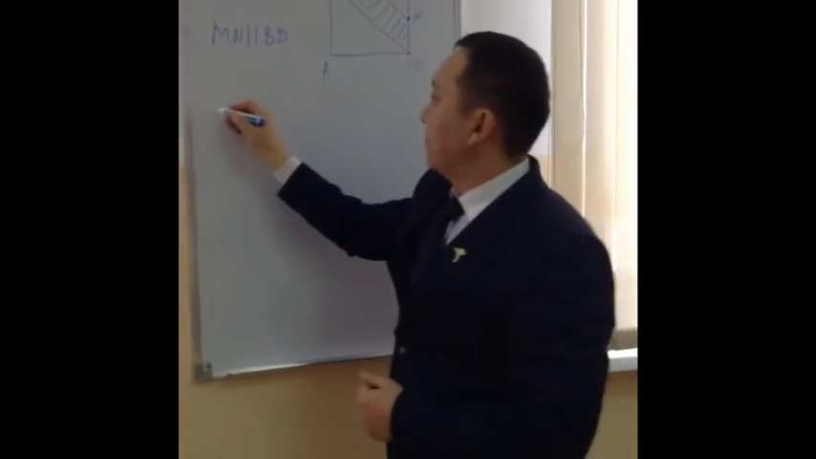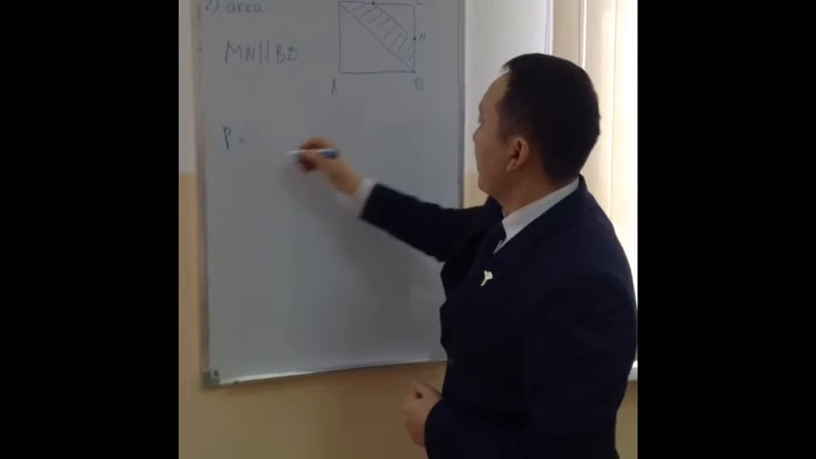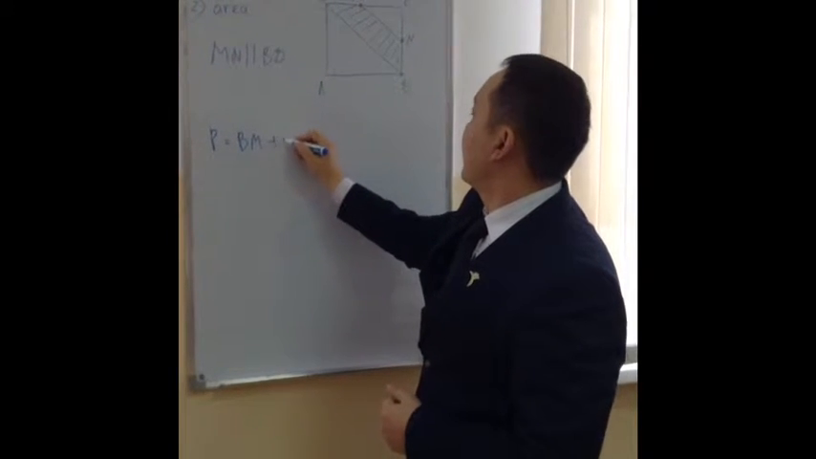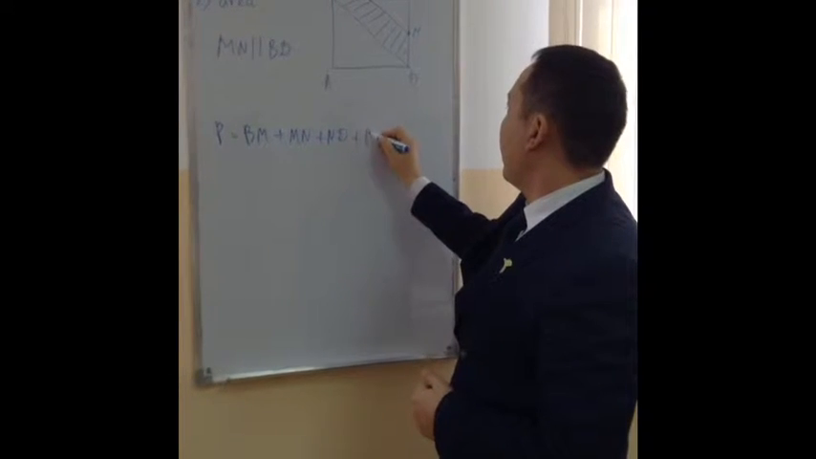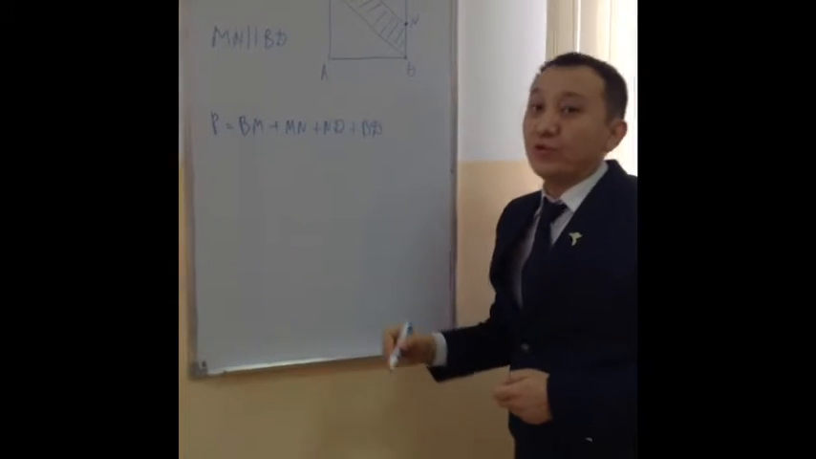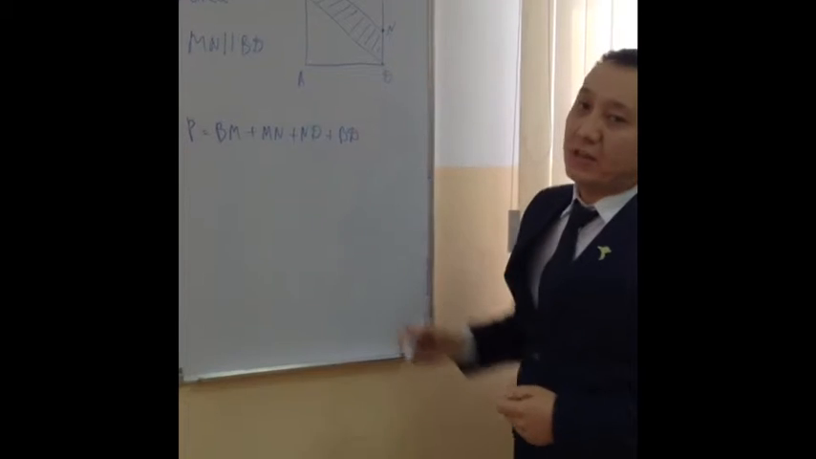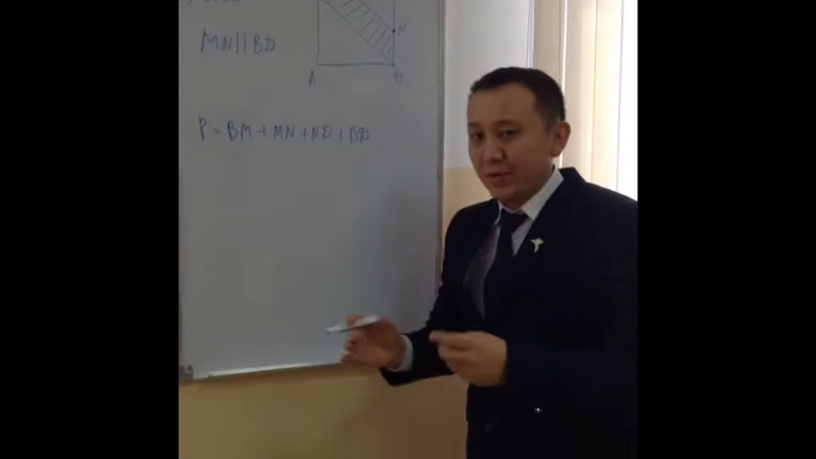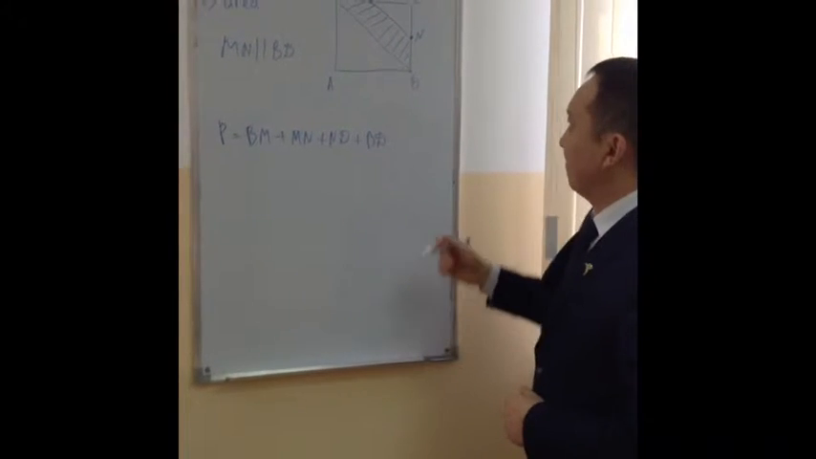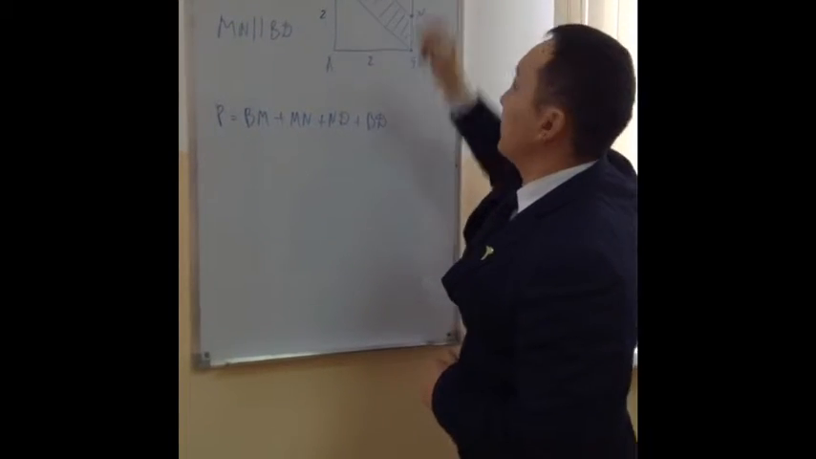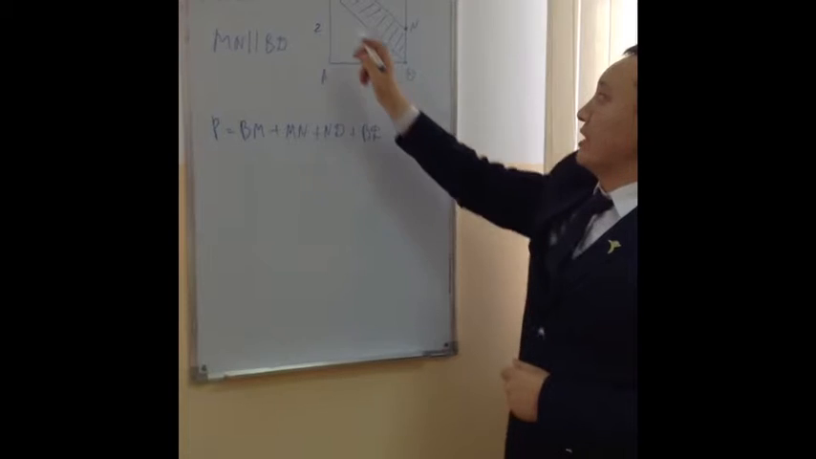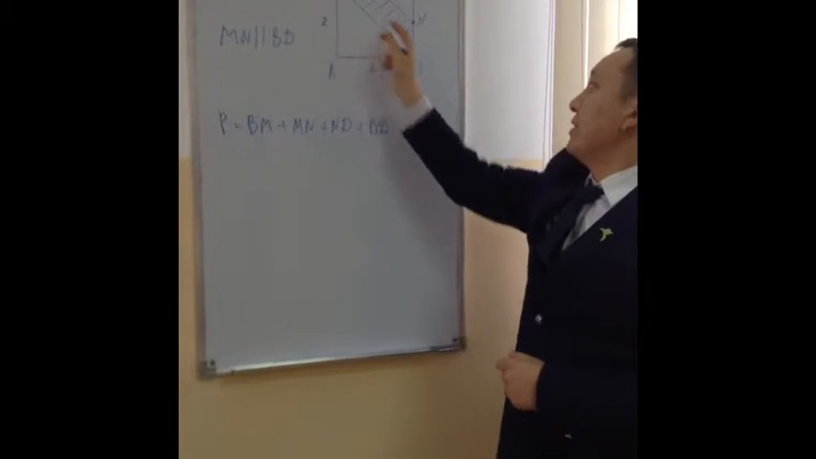So after determining that it is a trapezoid, let's start with finding the perimeter. The perimeter equals BM plus MN plus ND plus BD. So we should find the four sides of this trapezium and then add them. The perimeter is the sum of the sides. As we know, in the square all the sides are equal, and it's given as 2. So let me start with the side BD.